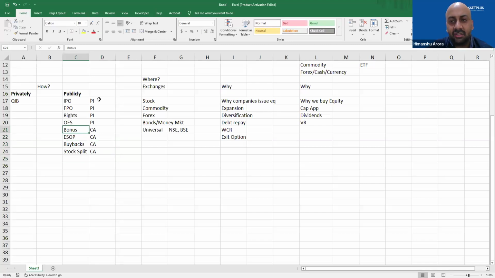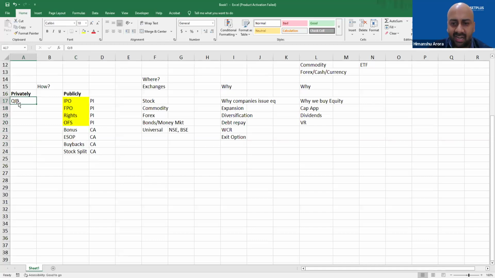So the correct answer should have been from your end. Those who have written bonus, ESOP, buybacks, and split, all four of them is the correct answer. Did we get anyone as correct answer here? So these are the public issues. Great, Pramod and Prem. Okay, Amol. So these are the public issues, and rest all are the corporate actions.